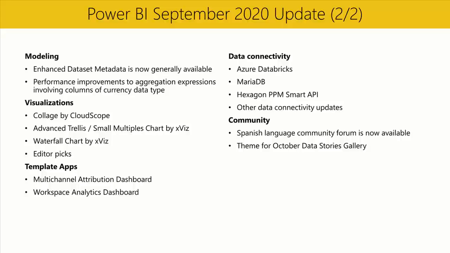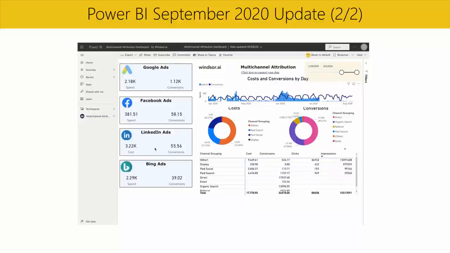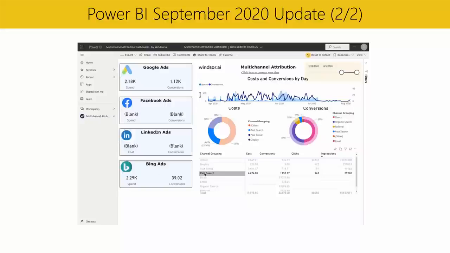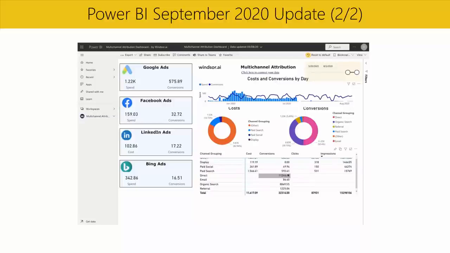We also have a new addition to our Power BI templates on AppSource. Template apps allow you to save time by connecting your own data to a pre-built report that you can personalize and share. New this month is the Multi-Channel Attribution Dashboard by Windsor.ai, the first performance marketing template app for Power BI. This template app helps performance marketers visualize and connect all of their data across media, analytics, and CRM with integrations to Google Analytics, Google Ads, Facebook Ads, LinkedIn Ads, and Bing Ads, which automatically refresh data.